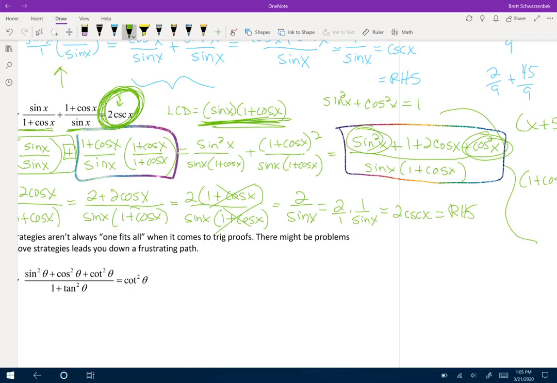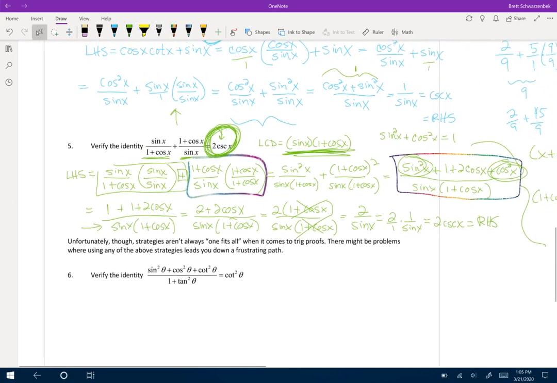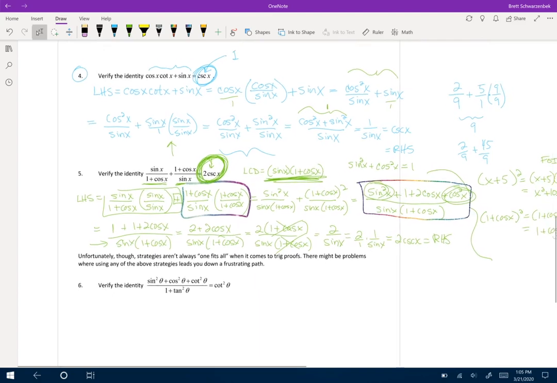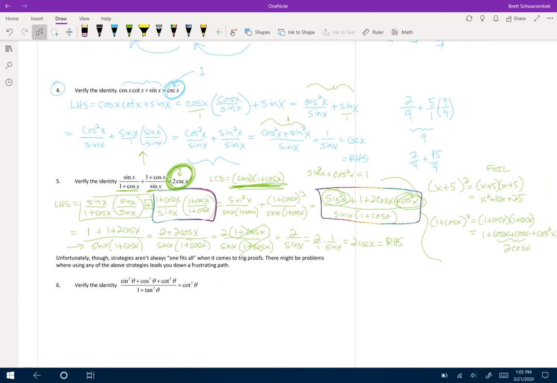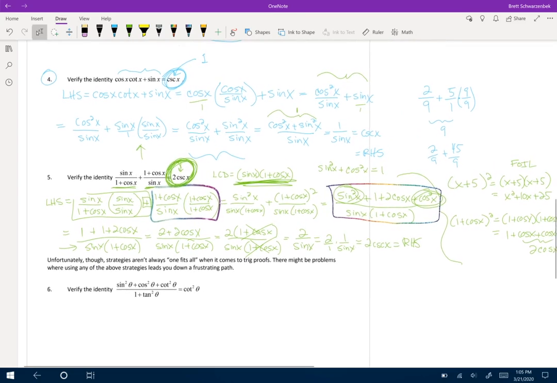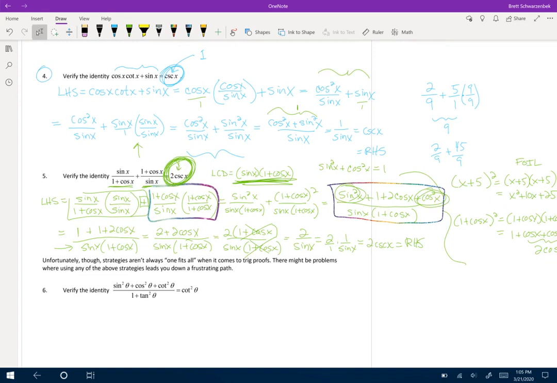So yes, you can see that this was one crazy proof that we had to go through. And yet, you very rarely get these in exam situations, but this is a great problem because it showed you a ton of different trig proof strategies along the way in order to get to the end result.